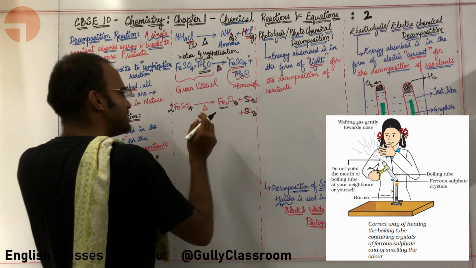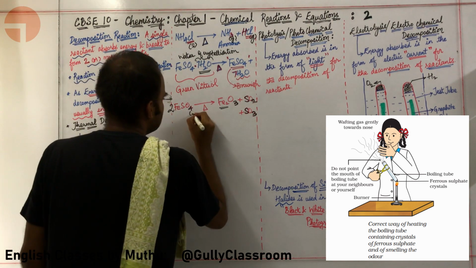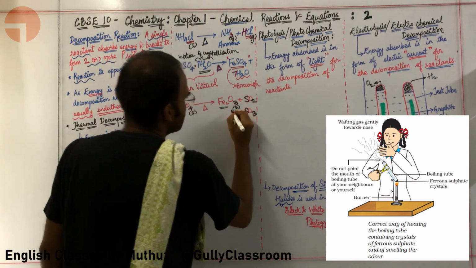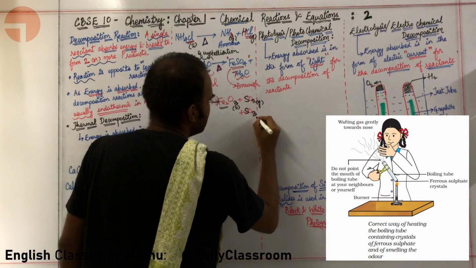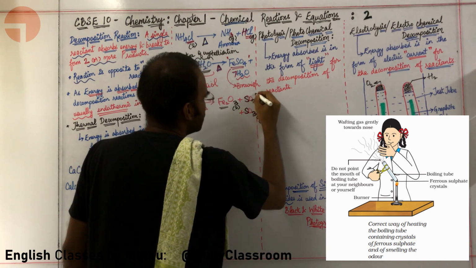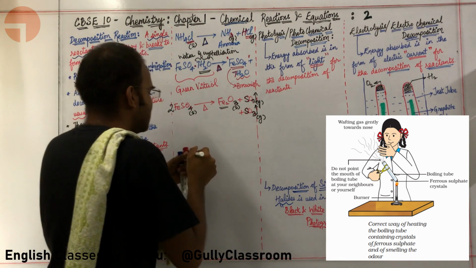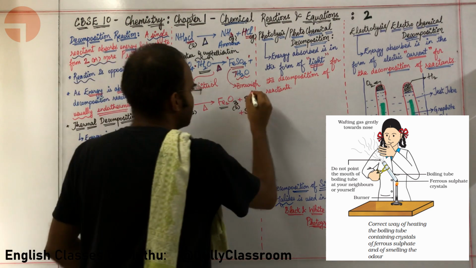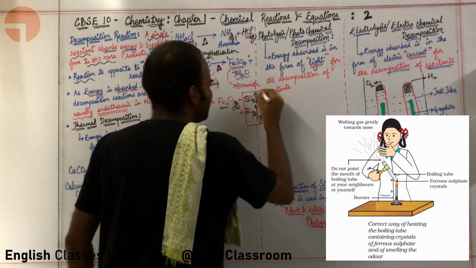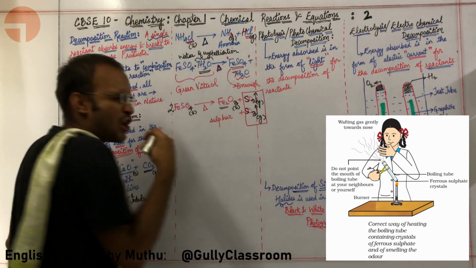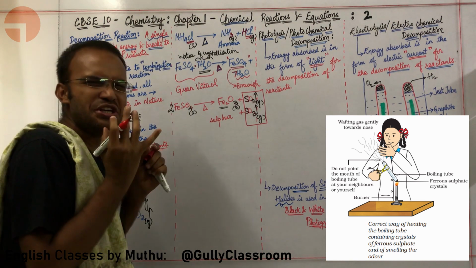What is the physical state of this particular reaction? Yes, FeSO4 is a solid. Here Fe2O3 is also a solid. SO2 will be a gas. SO3 will also be a gas, which will be evolved. Here, this shows that sulfur is burning. Sulfur burning gives a very, very noxious, very, very irritating smell.